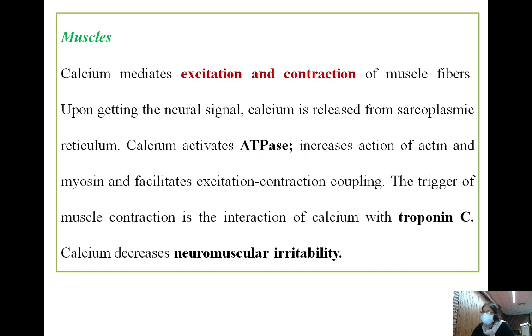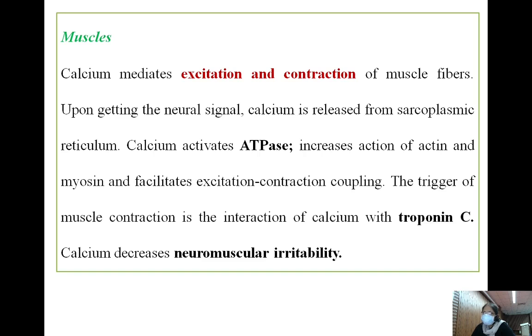Upon getting the neural signal, calcium is released from the sarcoplasmic reticulum. The sarcoplasmic reticulum is nothing but the endoplasmic reticulum of the muscle cell. That calcium activates ATPase, increases the action of actin and myosin, and facilitates excitation contraction coupling. The trigger of muscle contraction is the interaction of calcium with troponin C.